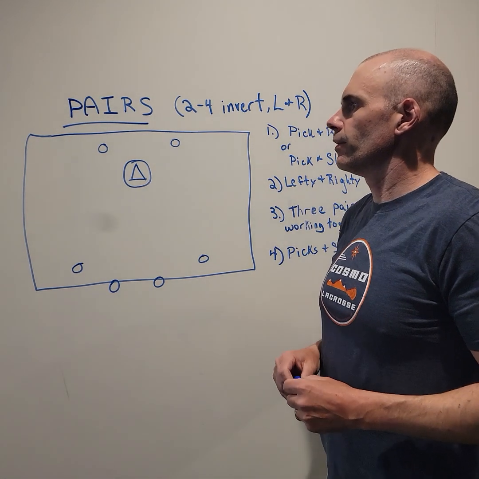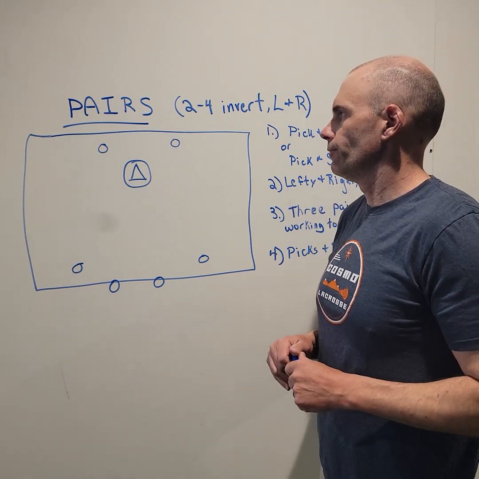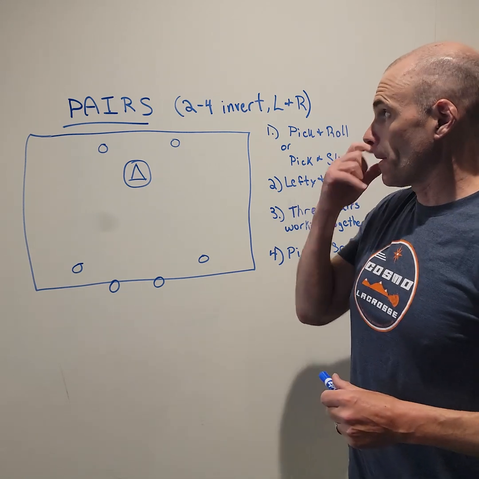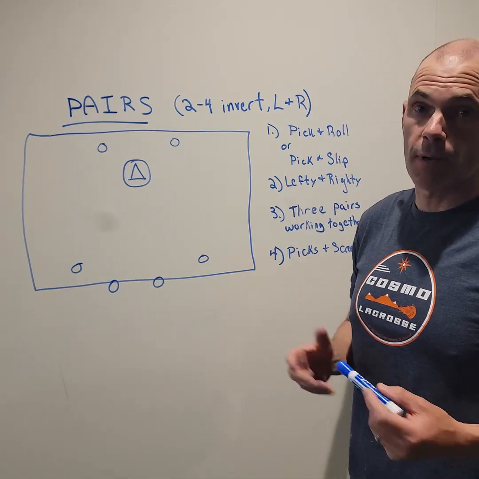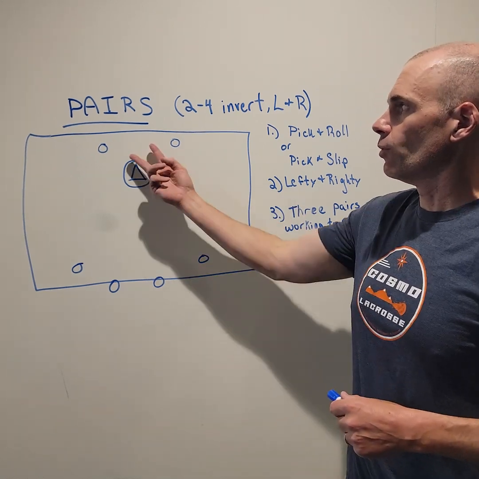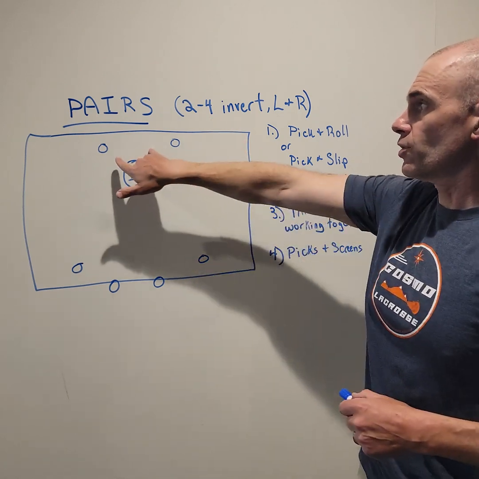All right, our final offense for our standard offense here. Okay, pairs. This is just like it sounds, pairs. Not the fruit, but two. Groups of two. So you'll see we've got a 2-4 inverted.